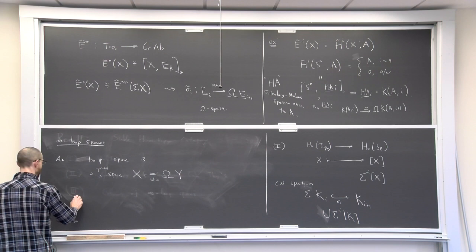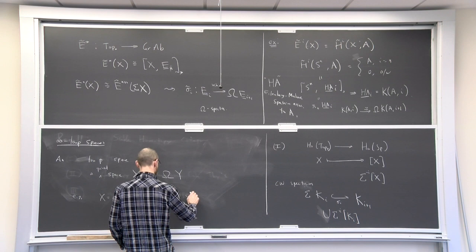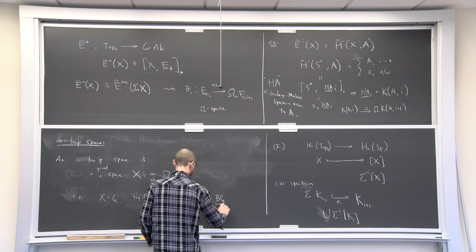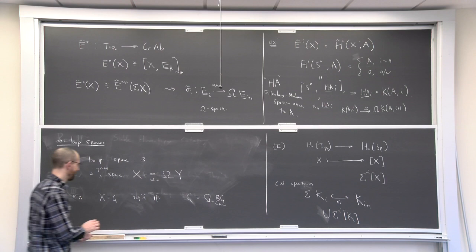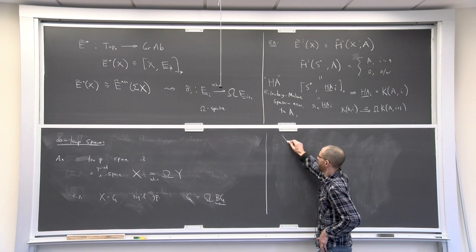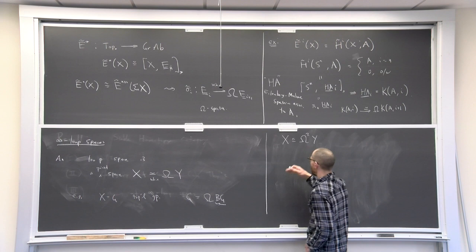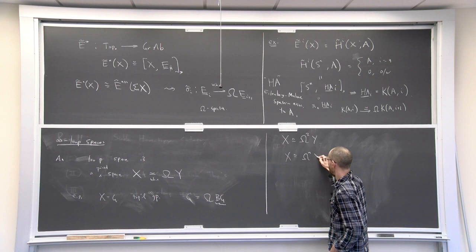Okay? These things arise a lot. For example, if X equals G, a topological group, then G is equal to loops of BG, and so in particular, it is a loop space. You're a double loop space if you can be written as double loops of something, et cetera. And so an infinite loop space means that you're equivalent to loops n of something, for arbitrary n.